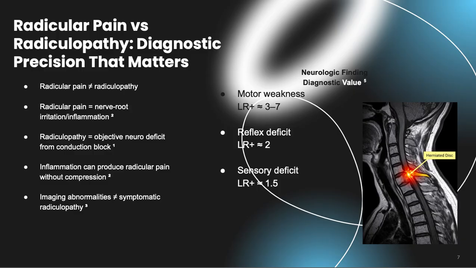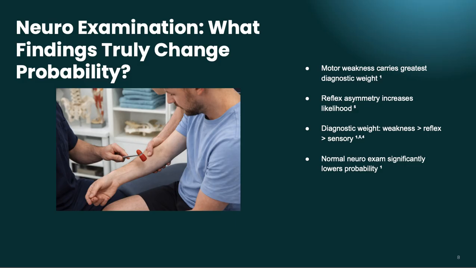The diagnostic anchor remains an objective deficit. You have to be able to measure something: myotomal weakness, diminished reflexes, or dermatomal sensory loss. If you don't have these findings, you cannot say they have a radiculopathy. You can say they have radicular pain. Diagnostic precision here matters, and the management follows this.